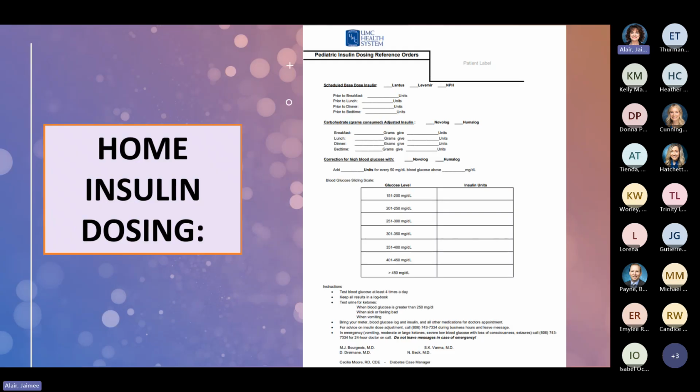This is our home insulin dosing protocol. This is where the physicians can put how many units of insulin prior to the meals, and then how many grams of carbs is per how many insulin units. And then, of course, the sliding scale based on the sugar.